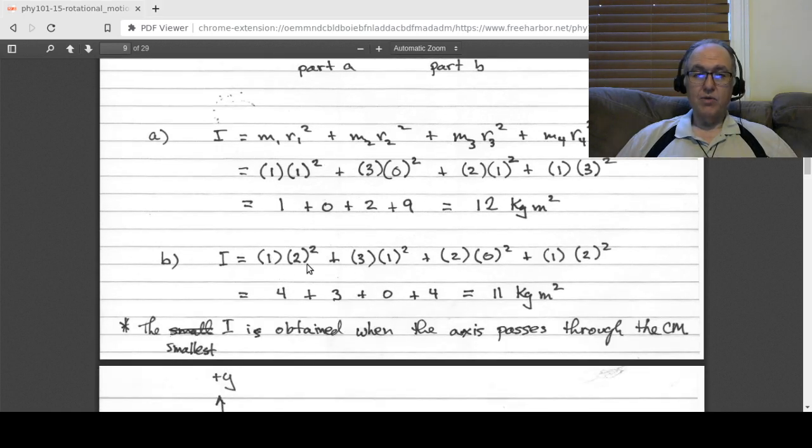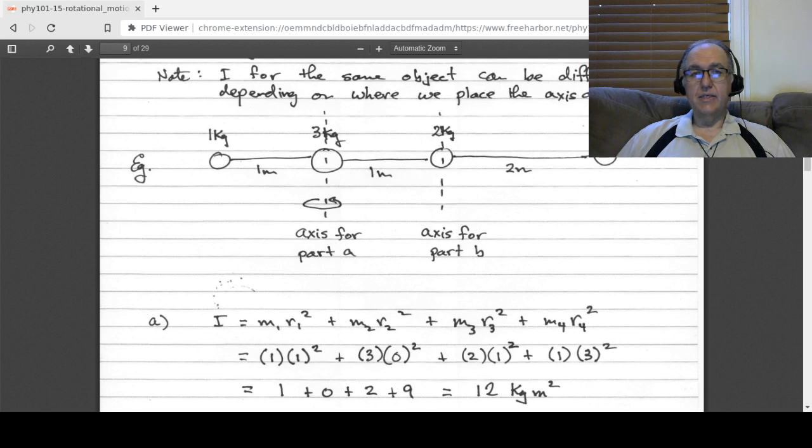Okay, so the 1 kilogram was at 2 meters. The 3 kilogram is at 1 meter. The 2 kilogram is at 0 meters. And the 1 kilogram is at 2 meters. You work this out, and now it's 11 kilogram meters squared. Okay. So not a big change, but still it's different. The moment of inertia when the axis was in one place was 12, and when we moved it, it's 11. So if I move the axis around, it'll change.